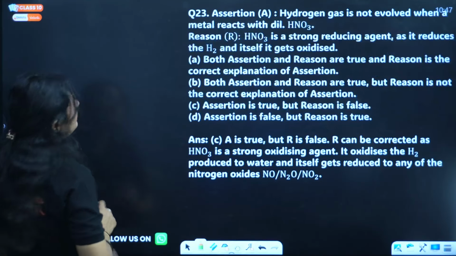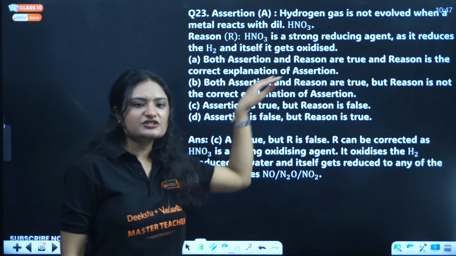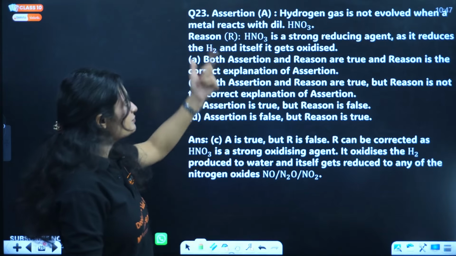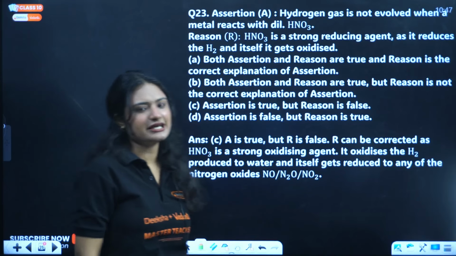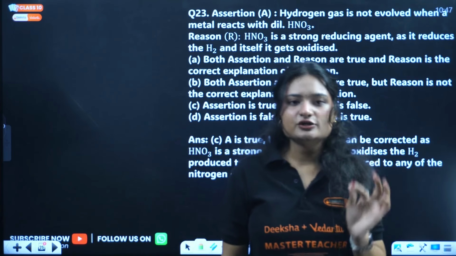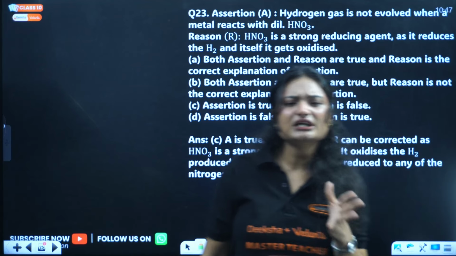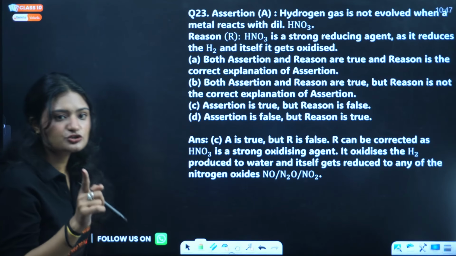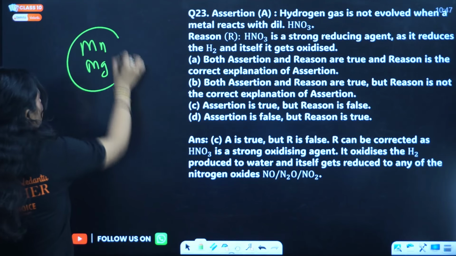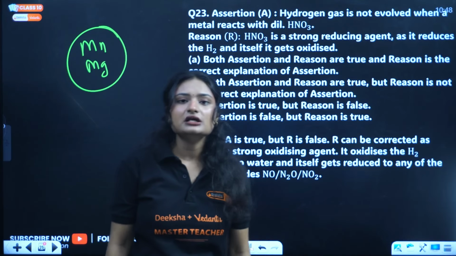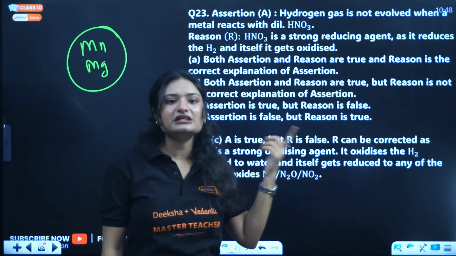Next one. Assertion says hydrogen gas is not evolved when a metal reacts with dilute HNO3. The reasoning says because HNO3 is a strong reducing agent, as it reduces hydrogen and itself gets oxidized. So the assertion is true. Yes, hydrogen gas is not evolved when a metal reacts with dilute HNO3, but there is an exception to this rule, because manganese and magnesium do evolve hydrogen gas when reacting with dilute HNO3.